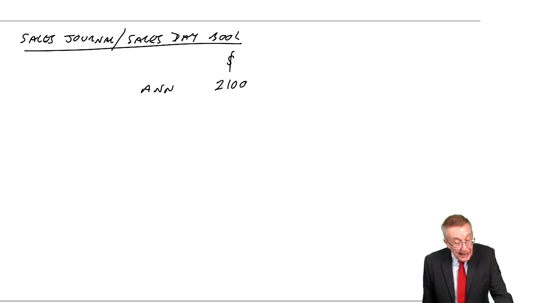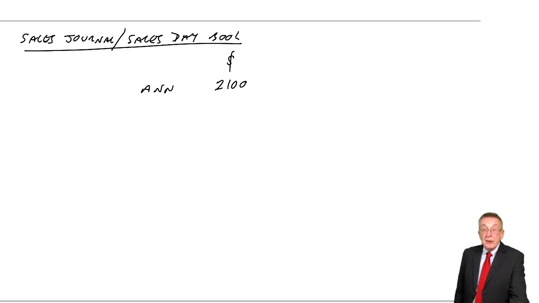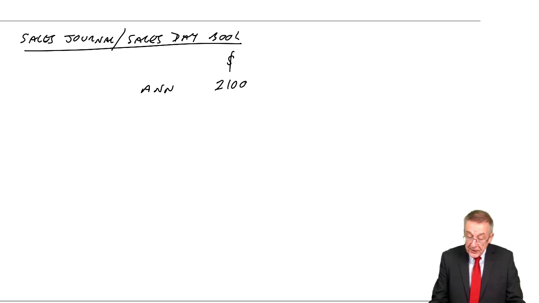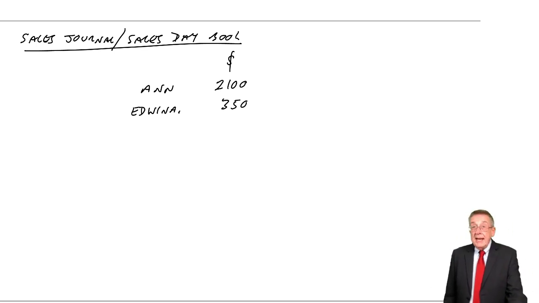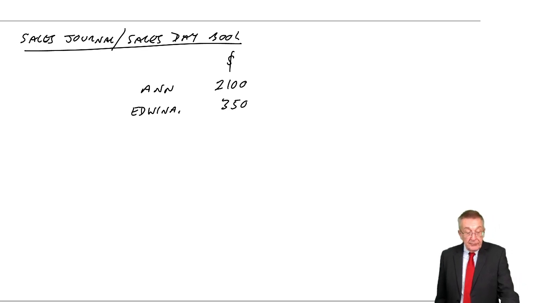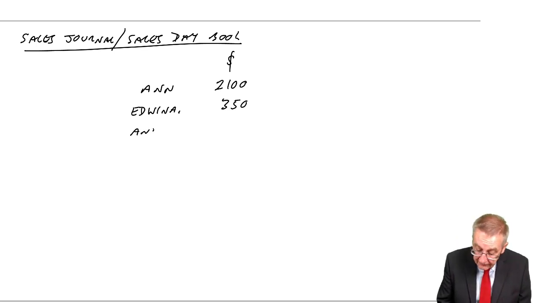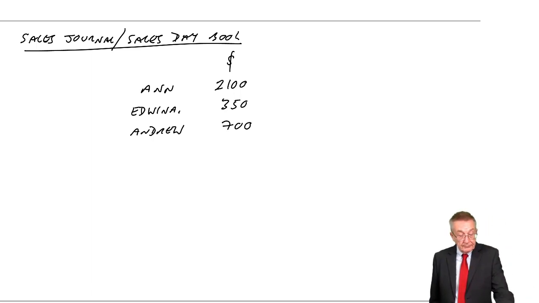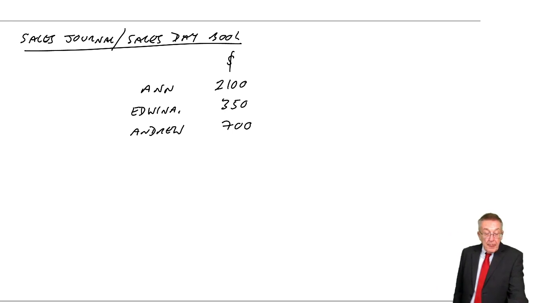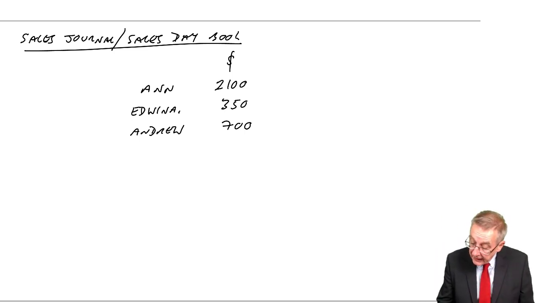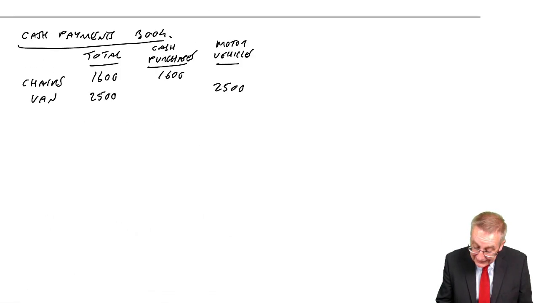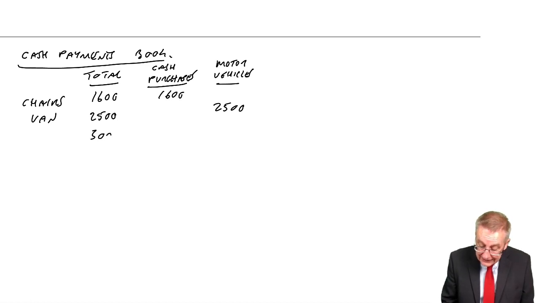That was H. I sold some chairs for $350 on credit to Edwina. So more sales on credit, this time Edwina, $350. J, again, sale of chairs on credit, this time to Andrew, for $700. K, rent for the month was paid of $300. Well, we've paid cash, so it'll be in the cash payments book. $300, a rent.